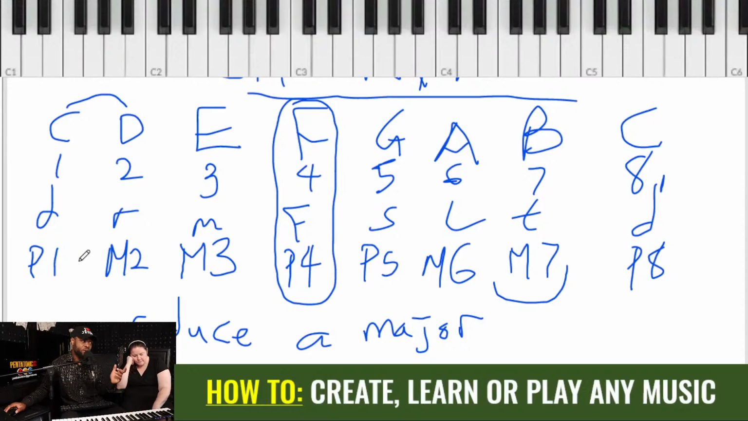So you see why we're going step by step, because if we did not go through the major second, minor second now becomes a problem. That's why we're connecting it step by step.